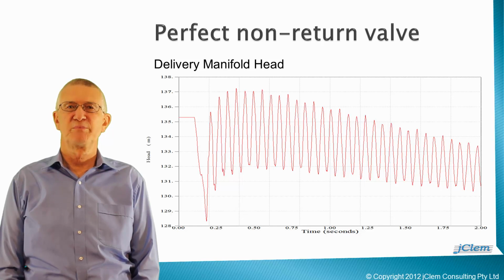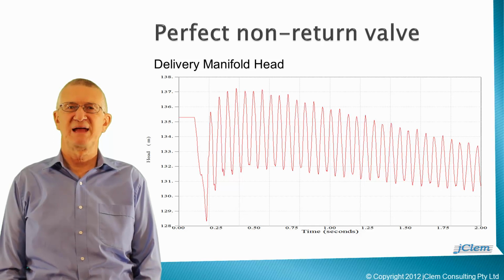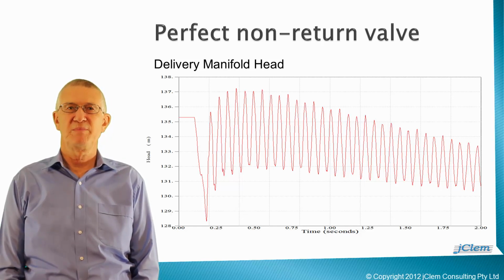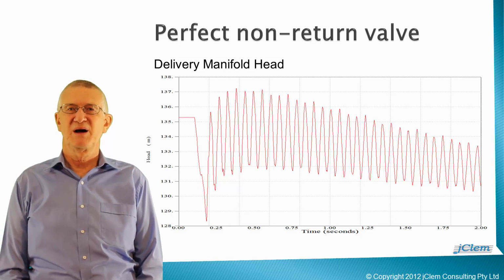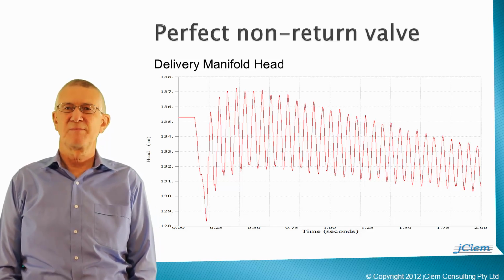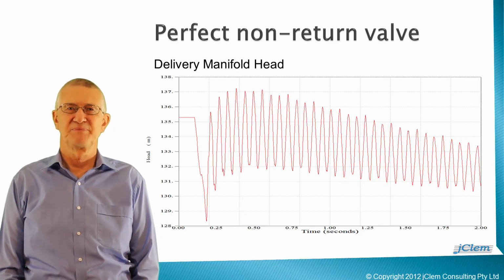Conclusion: with a perfect non-return valve that prevents any reverse velocity, all looks good. No massive surge amplitudes and no extreme maximum or minimum heads. Perfect non-return valves are great. Everyone wants an inexpensive one. Where can we buy one? We can't. We can only buy realistic valves. I will come back to this subject later.